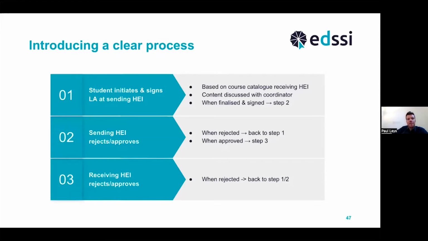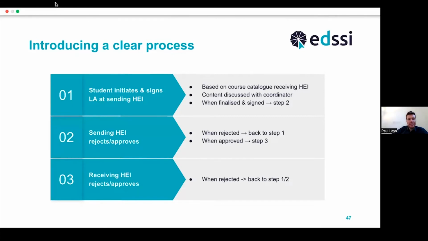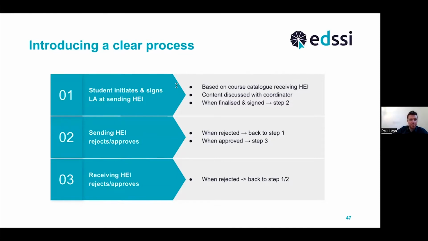With EWP, I think we did introduce a clear process for the learning agreement. There were a lot of discussions with higher education institutions, with the European Commission, but in the end, this is how the process works. First, it's up to the student and the sending institution to create the learning agreement. So basically, it's the student who is in the driver's seat of this process. You can consult the course catalogs from the receiving institution, discuss content with the coordinator, and then when this is done, sign the learning agreement. Then it's up to the sending higher education institution to approve or reject.